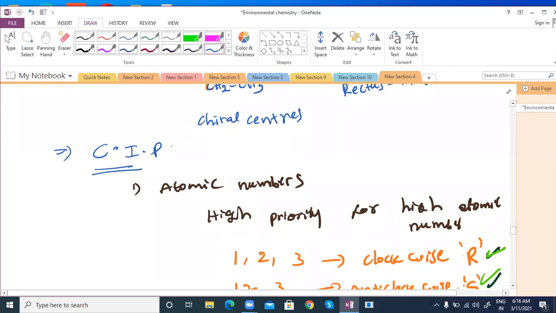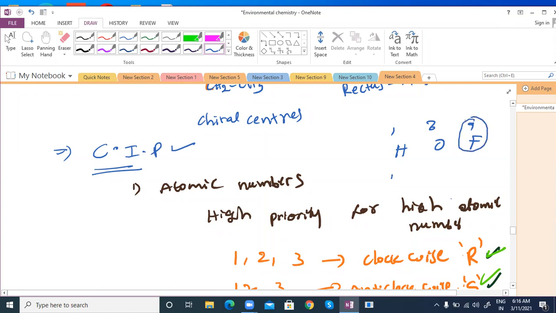These are the names of three scientists, and they provided some rules based on atomic number. You know that atomic numbers are given priority in order 1, 2, 3. For example, hydrogen, oxygen, fluorine: what is the atomic number? The highest one is fluorine, which is 9. This is 8. This is 1. The highest atomic number is the highest priority.